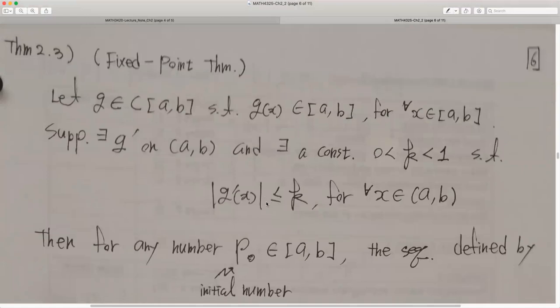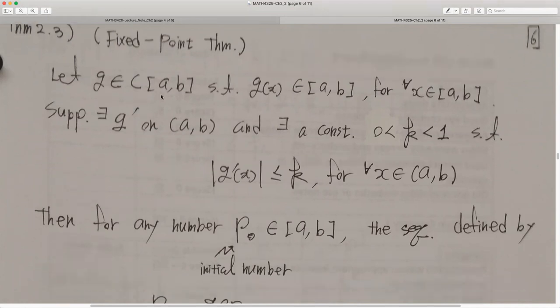Here, theorem 2.3 is the fixed point iteration theorem. The theorem number might be different in your textbook, depending on the edition. Let g be a continuous function on the closed interval [a, b], such that the range is in the closed interval [a, b]. This is the big assumption; we had that assumption in theorem 2.2, right? And suppose that g prime exists, and the absolute value of the derivative of g is bounded by k, where k is between 0 and 1.